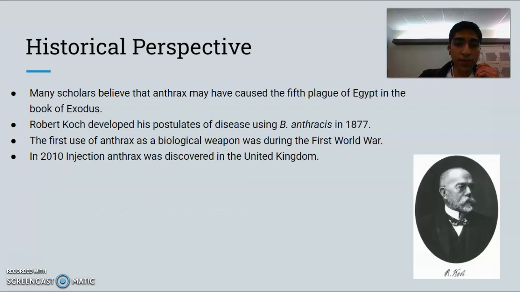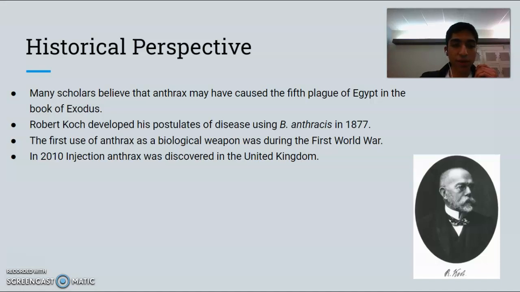Anthrax has been around for a very long time. Scholars believe that it originated in ancient Mesopotamia and Egypt, and some even believe that anthrax may have been the cause of the 5th plague of Egypt in the book of Exodus in the time of Moses. Then Robert Koch developed the postulates of disease using Bacillus anthracis in 1877, and he was also able to determine the life cycle of the bacteria.